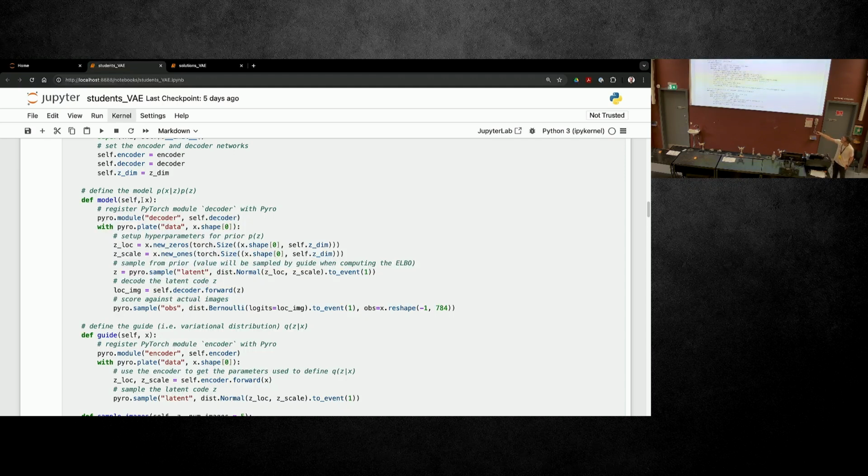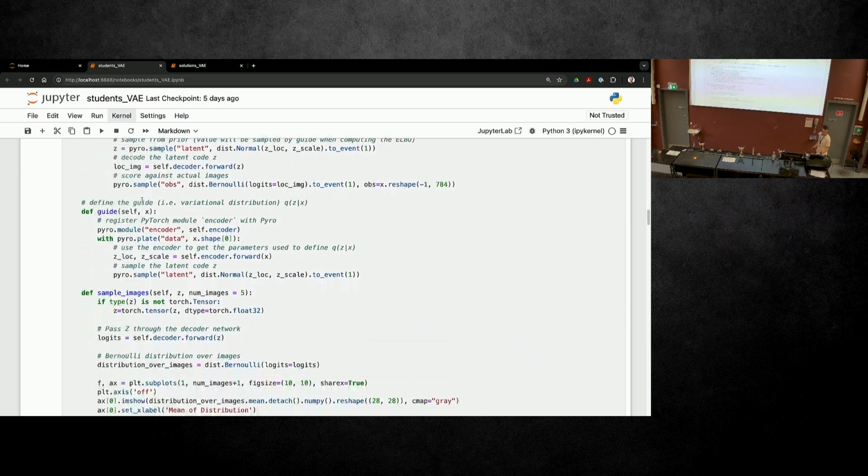This part here defines the latent space. Here we are defining the latent variables, normally distributed with a location and a scale, and these are just initialized to zeros and ones respectively up here. We put it through the decoder network, and down here we have our observations, Bernoulli distributed, and they are given observations corresponding to the data that we've supplied as input up here.